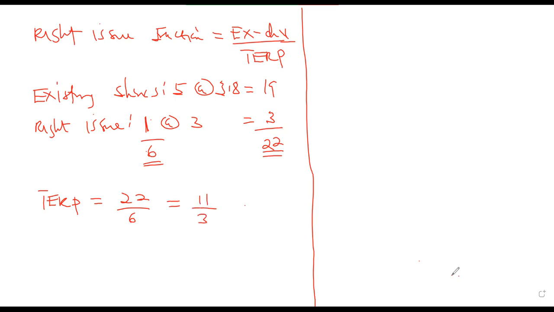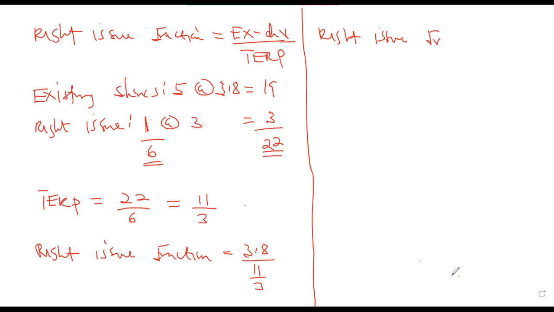Don't approximate it. Then you compute your rights issue fraction, which will be 3.8 divided by 11 over 3. You can put it in the calculator straightforwardly, or you can do your fraction, which will be 3.8 times 3 over 11. 3.8 times 3, what are we getting? 11.4. So we are having 11.4 divided by 11. This is our rights issue fraction.